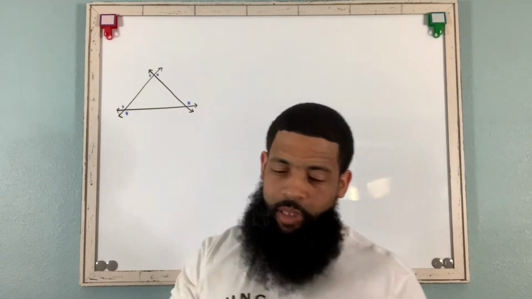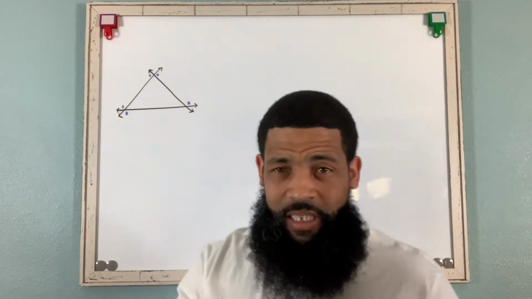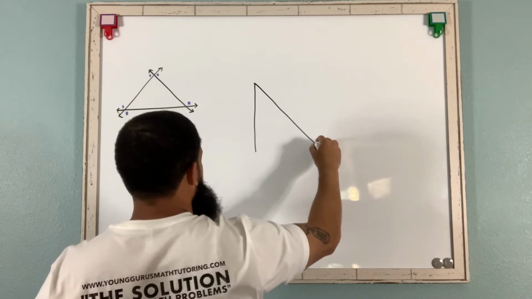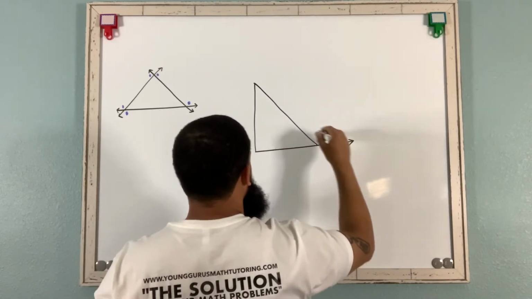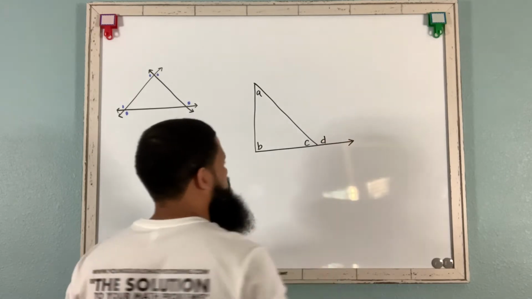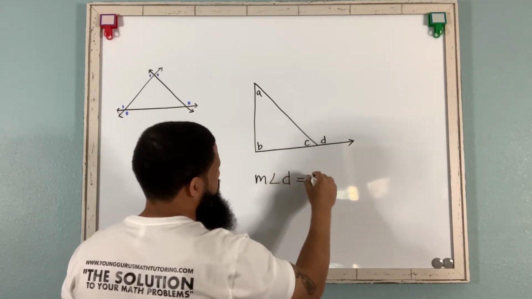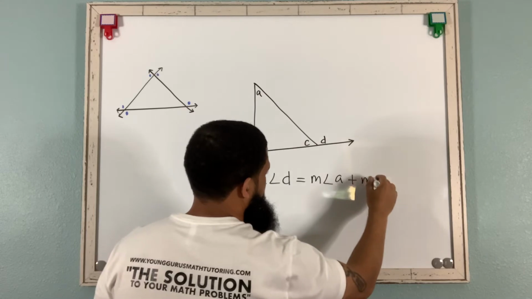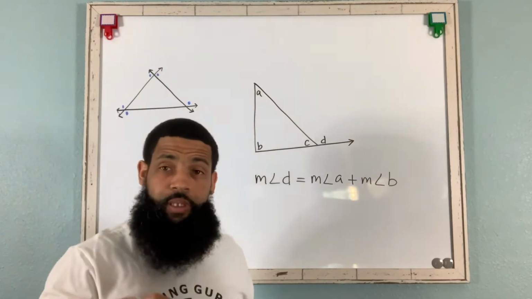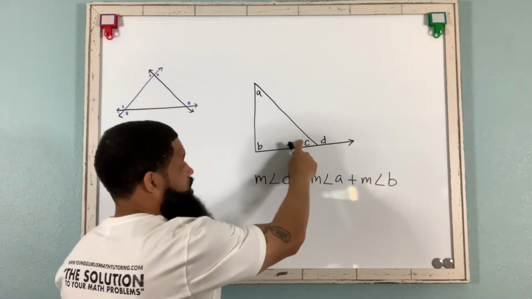The exterior angles theorem tells me that the exterior angle of a triangle is congruent to the sum of the two non-adjacent interior angles. So what that's saying is if I have this triangle, and let's just say this is angle A, angle B, angle C, and angle D, the measure of angle D is equal to the measure of angle A plus the measure of angle B, okay? So once again, the exterior angle is equal to the sum of the two non-adjacent interior angles. This C would be adjacent to D.